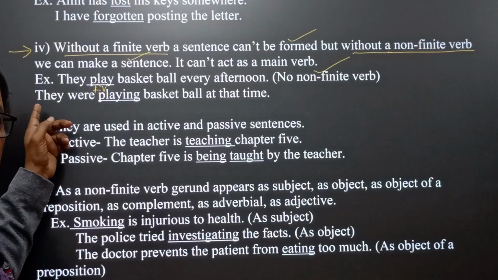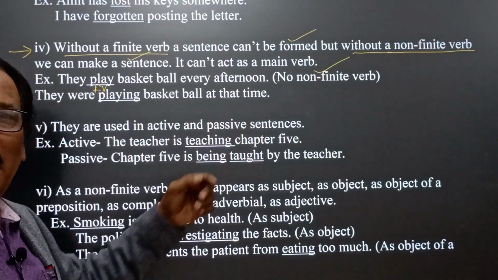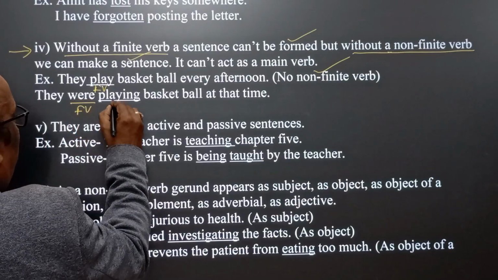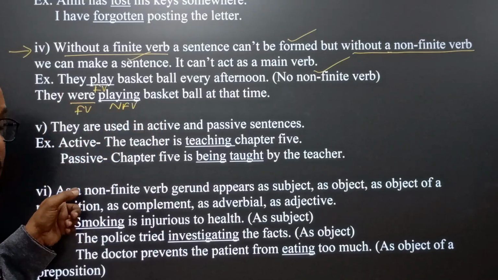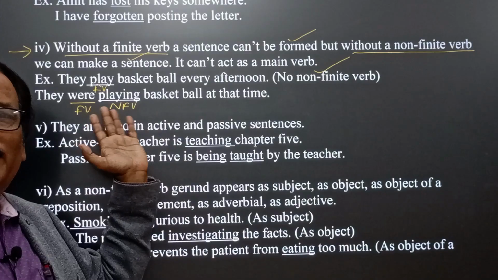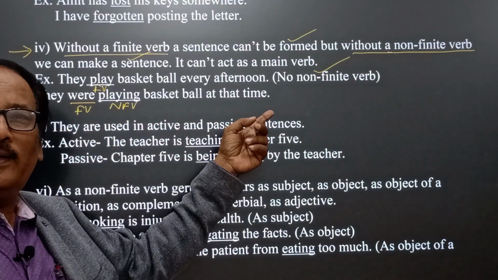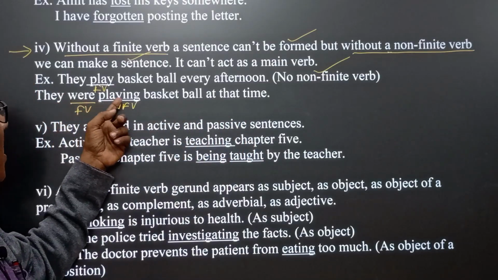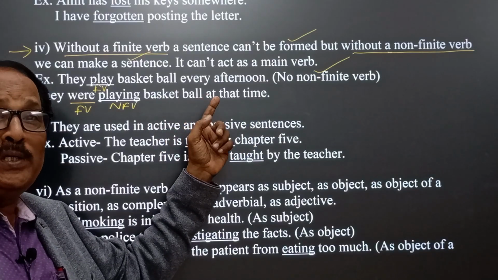Okay. Yes, in the second sentence, they were playing basketball at that time. Here, were is the finite verb and playing is the non-finite verb. If we drop were, then the sentence is meaningless. They playing basketball at that time. Wrong. But we have to use they were playing basketball at that time. This is a past progressive action.